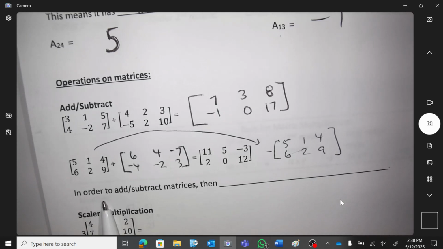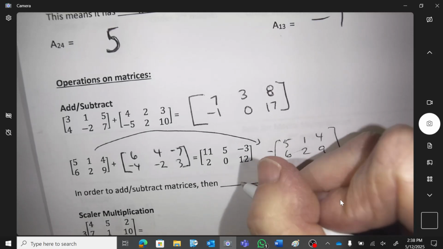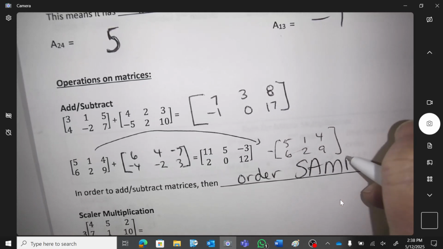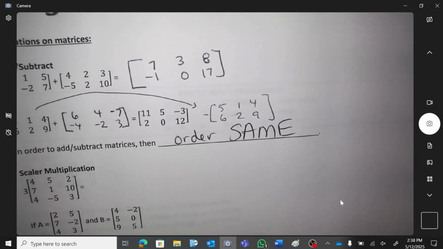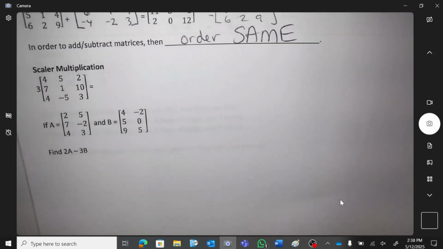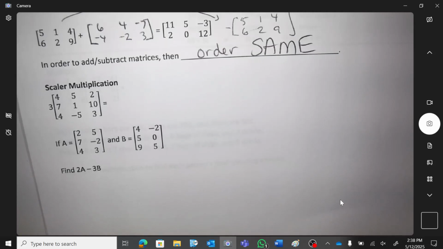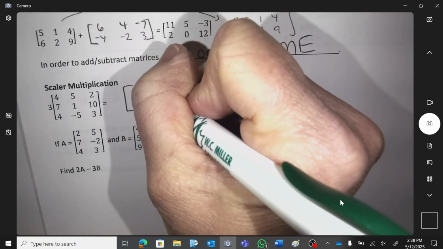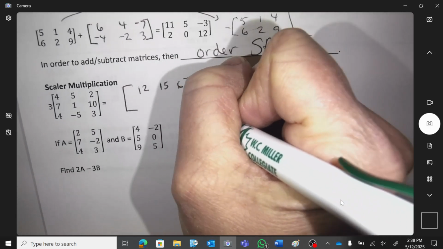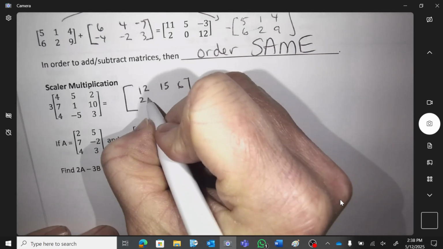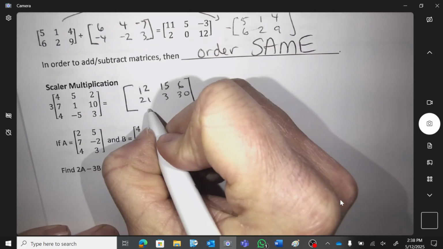Okay, so I wrote this: in order to add or subtract, the order has to be the same. This one is called scalar multiplication, so it's a coefficient, so 3 times this matrix. All you do there is 12, 15, 6. Get what I'm doing? Distributing the multiplier coefficient. 21, 3, 30.